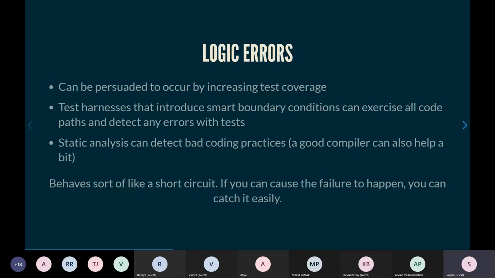You can do static code analysis. If you have a good compiler with good warning messages, you can get that. So these sort of errors behave like a short circuit, right? First of all, you can persuade it to happen by having good test cases, and then once you find it, you can solve it very quickly.